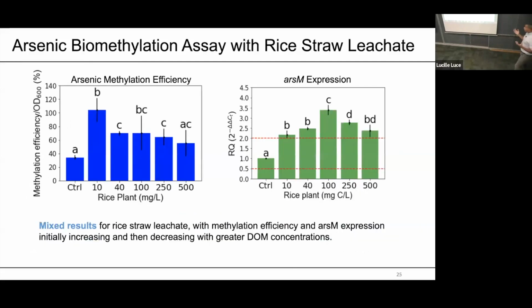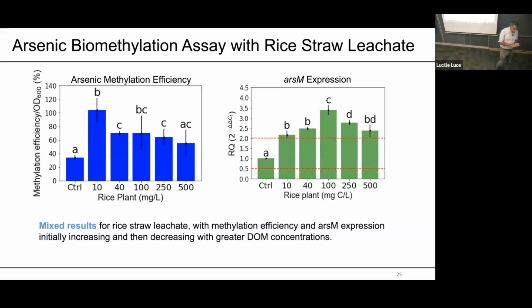Okay, so the results with the rice straw leachate are not as consistent with what we saw before. What we see with methylation efficiency is an initial increase followed by a possibly decreasing trend as we get to higher DOC, but not meaningfully returning to the level we saw in the control. Similarly, when we look at the expression of RSAM, we see this increasing and then decreasing trend.